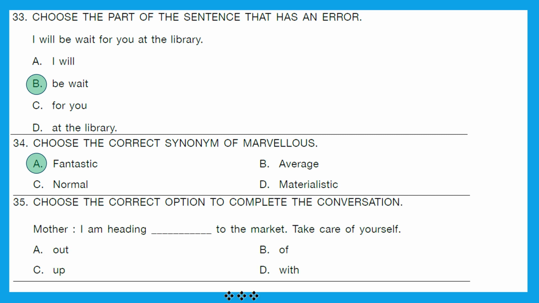Question 35. Choose the correct option to complete the conversation. Mother: I am heading dash to the market. Take care of yourself. So here we will use the preposition out followed by the verb heading. And heading out means to leave a place. So option A is the right answer. I am heading out to the market. Take care of yourself. With this, we have successfully solved our grade 4 IEO question paper.